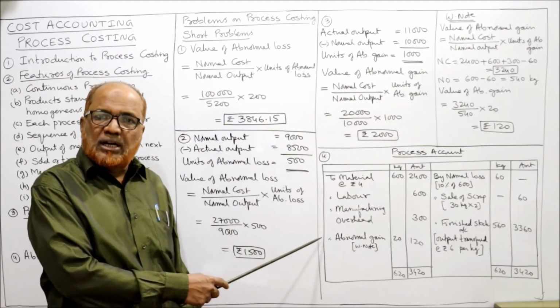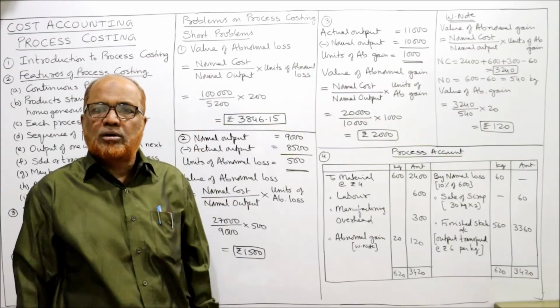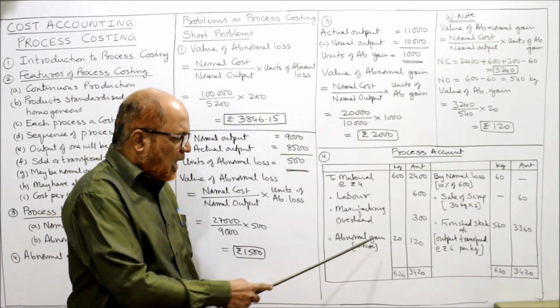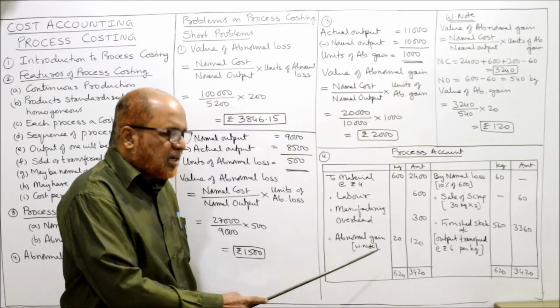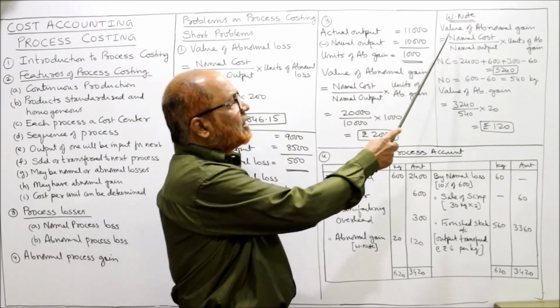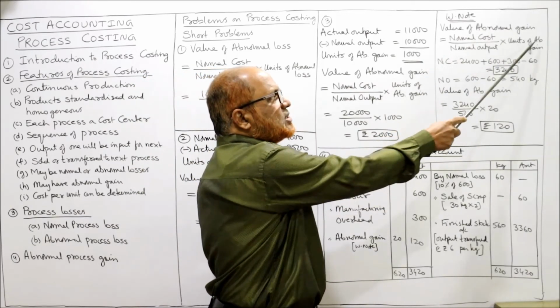Abnormal gain should be taken on the debit side. Entry will be process account debit to abnormal gain account. तो process को debit करेंगे to abnormal gain 20 kilogram. Working note, we have to find out what is the value of this abnormal gain. Here, value of abnormal gain is equal to normal cost by normal output into units of abnormal gain.